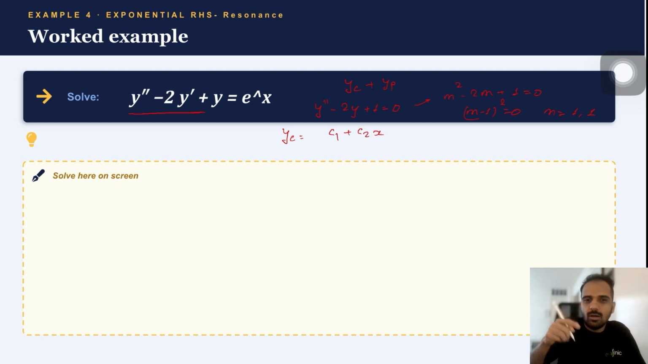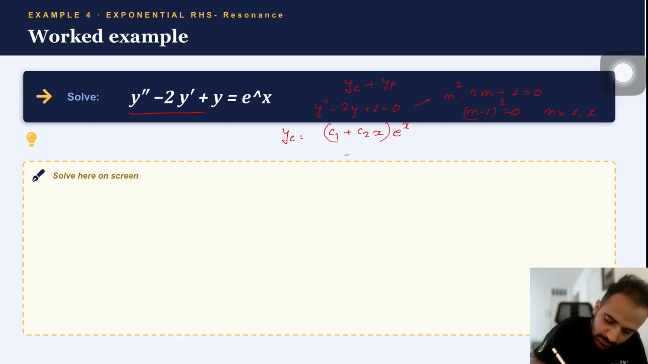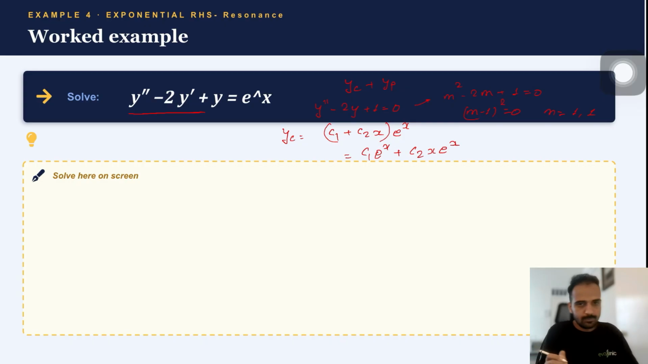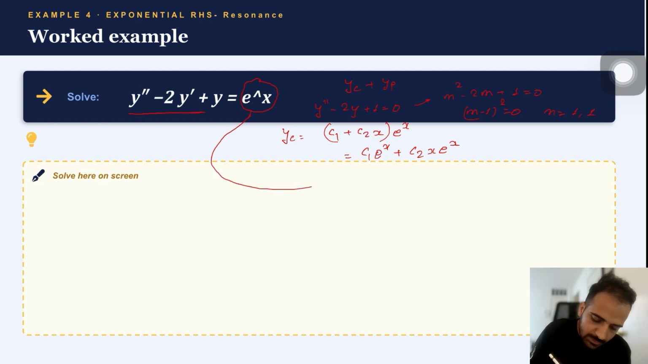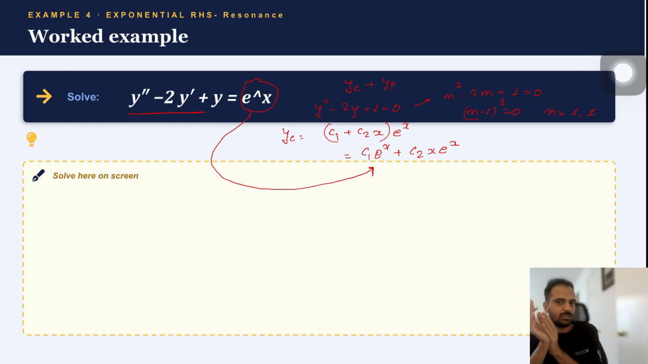Since these are repeated roots, your yc will be c1 plus c2 x, multiplied by e to the x. For this you have to watch our previous video. This means you have c1 e^x plus c2 x e^x. Now you have your forcing term e^x, and here's the important part: this forcing term is already inside the complementary solution.